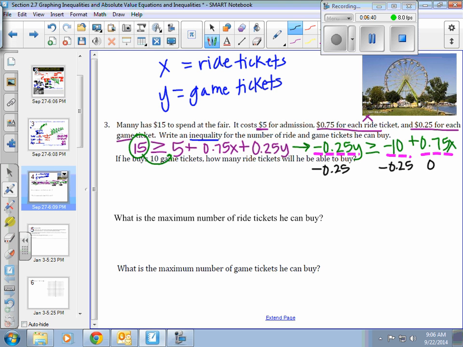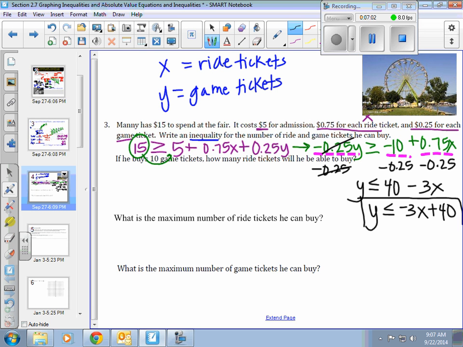Now, one thing to remember is that whenever you divide by a negative, your inequality sign flips. So this is going to give us 40, sorry, there's a negative here, and minus 3x. I'm just going to write it in slope-intercept form. So y is less than or equal to negative 3x plus 40. So there is our inequality.